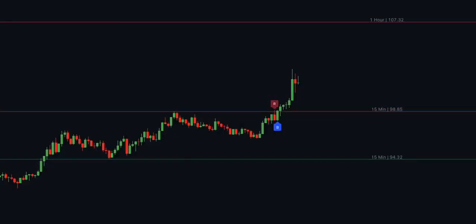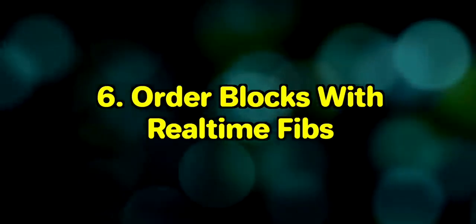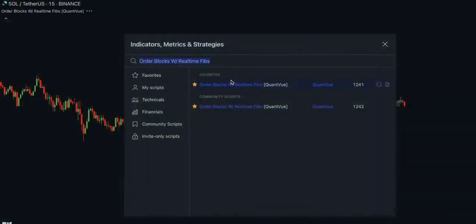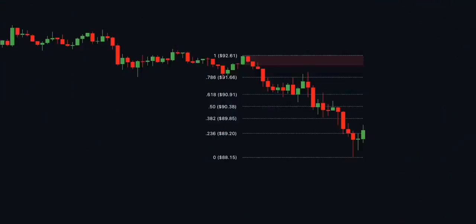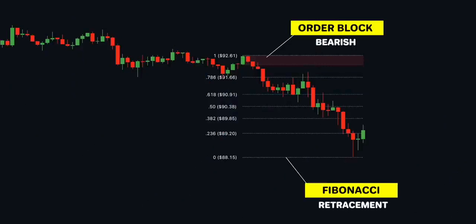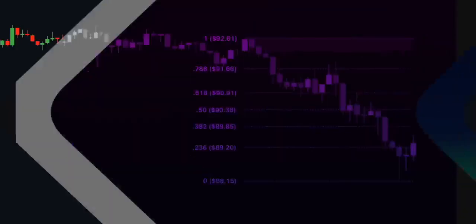Continuing from our exploration of support and resistance by Flux Charts, let's dive into another secret weapon in the trader's arsenal: Order Blocks with Real-Time Fibs by QuantView. This comprehensive tool ingeniously combines the concepts of order blocks with Fibonacci retracement, creating a powerhouse for traders. It's designed to be a formidable asset in identifying not just entry and exit points, but also potential target areas in the market. The fusion of order blocks and Fibonacci levels provides a unique perspective, allowing traders to pinpoint high-probability trading opportunities with greater precision.